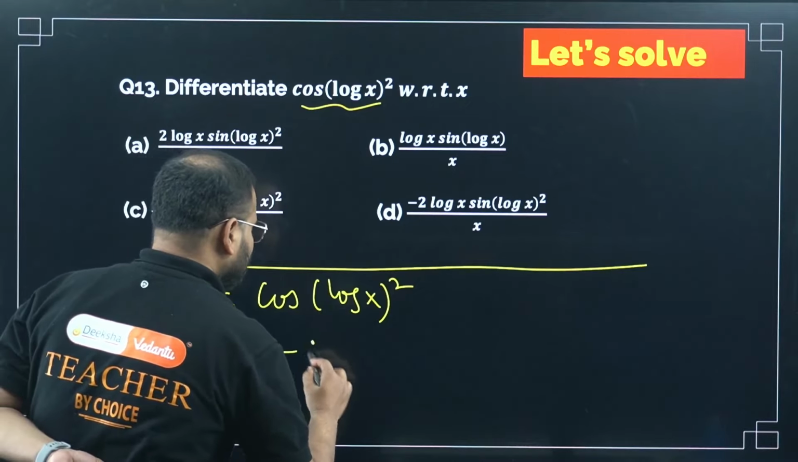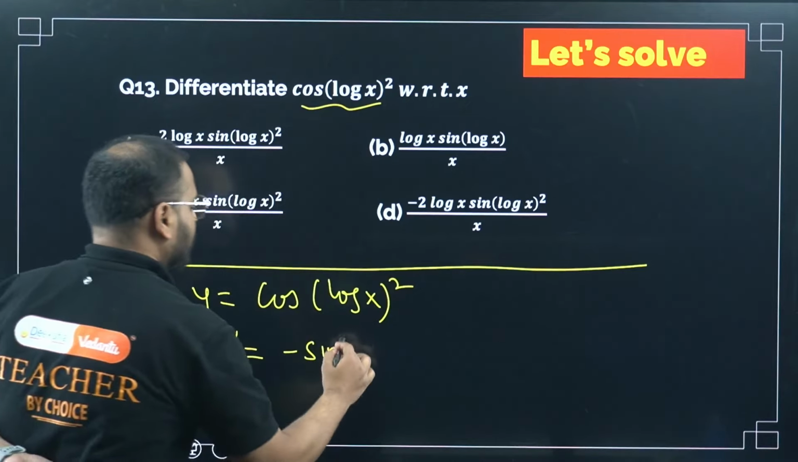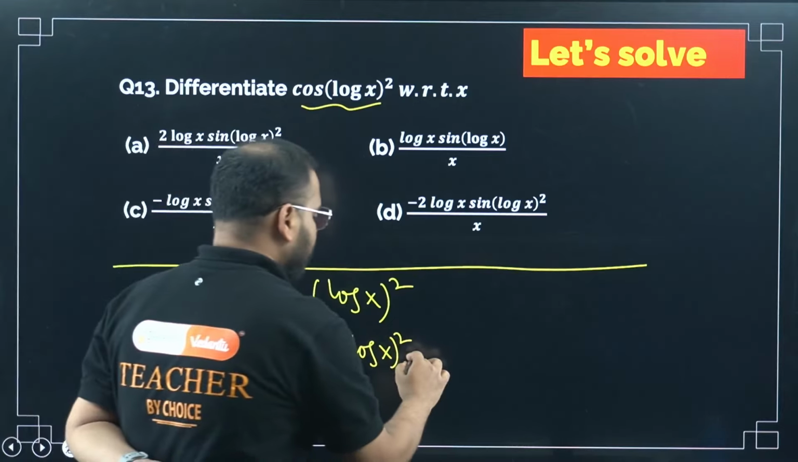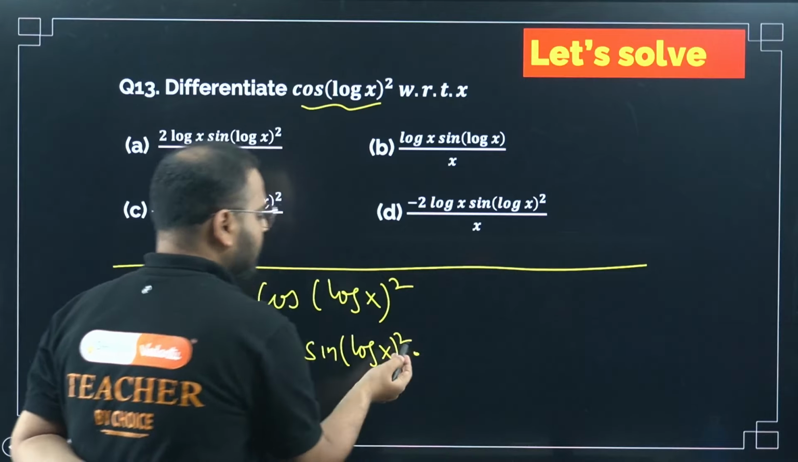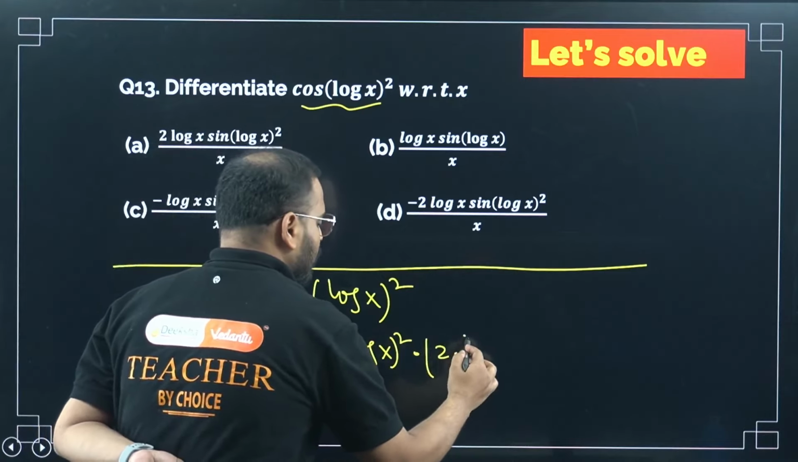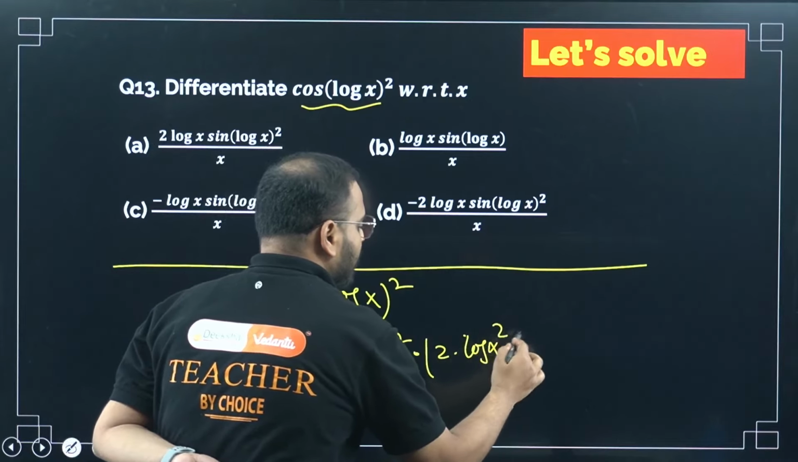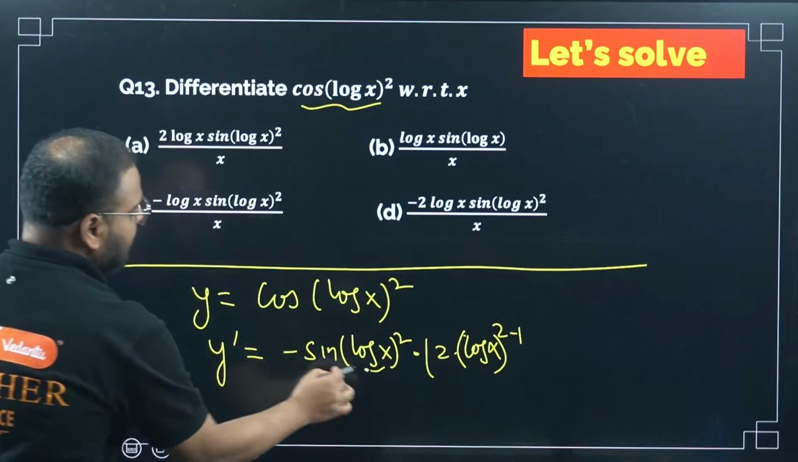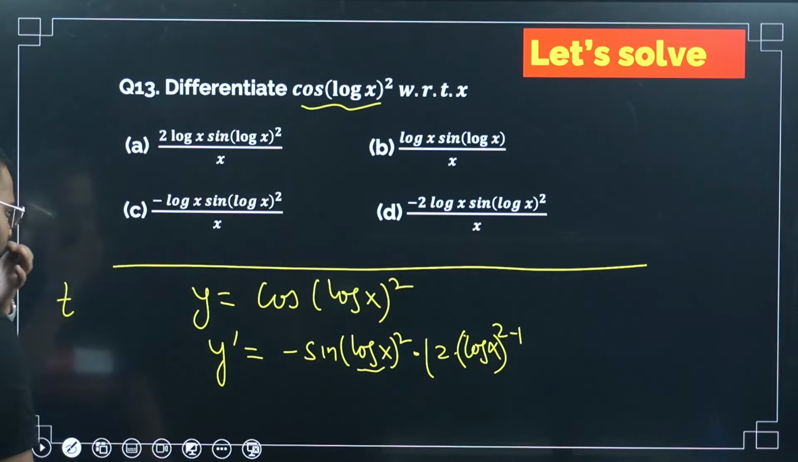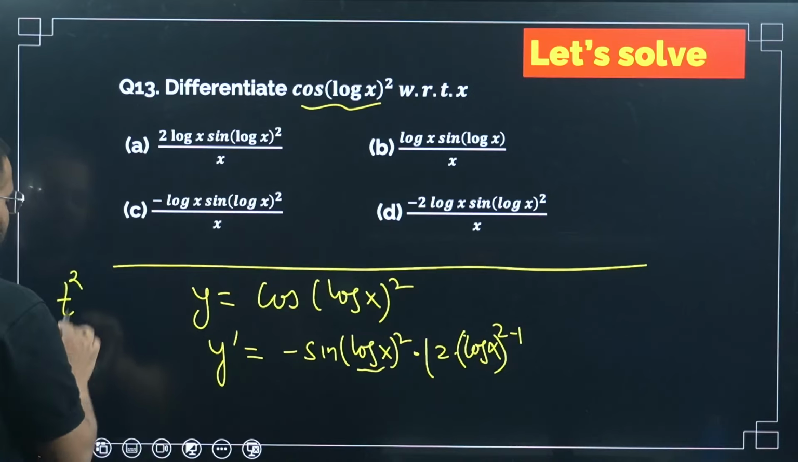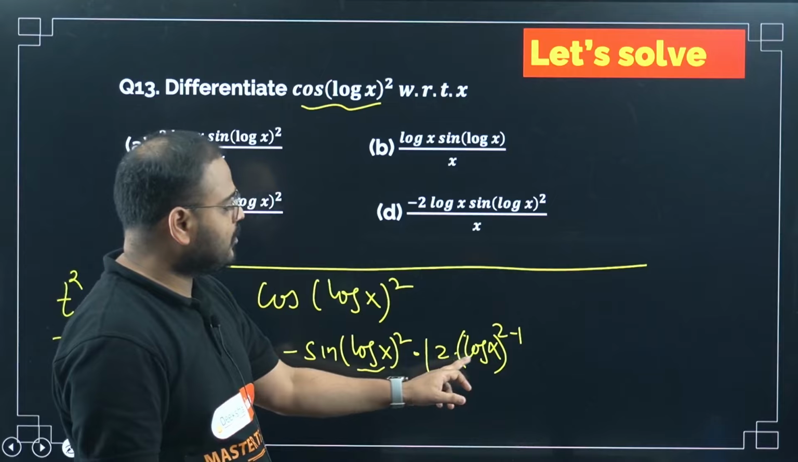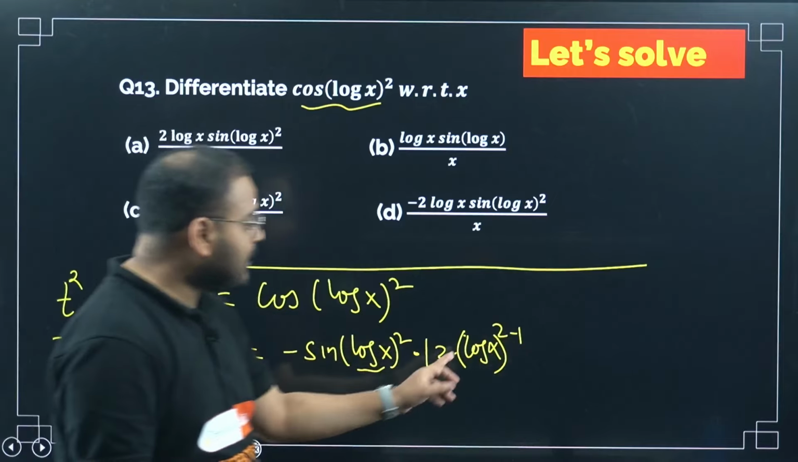For cos, I'll get minus sine of (log x) the whole square. Then I will get this value: 2 will come in front, so 2 log x to the power 2 minus 1. Please understand what this value is. I'm using this expression, t square. I can take log x as t, right? Then it becomes t power 2. How will this be differentiated? 2 into t power 2 minus 1. Please check here, 2 into t power 2 minus 1.